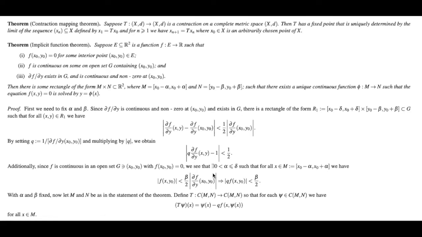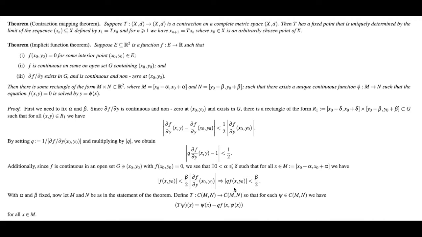Again, we notice that the right hand side is just a positive number, and the left hand side is simply the difference of the function f at a point x, y naught and the point x naught, y naught. So we're holding y naught fixed, while we're varying the x coordinate. If we can bring x close enough to x naught, then we can satisfy this inequality, because we know that f of x, y naught tends to 0 as x tends to x naught, because f is continuous in all of G.